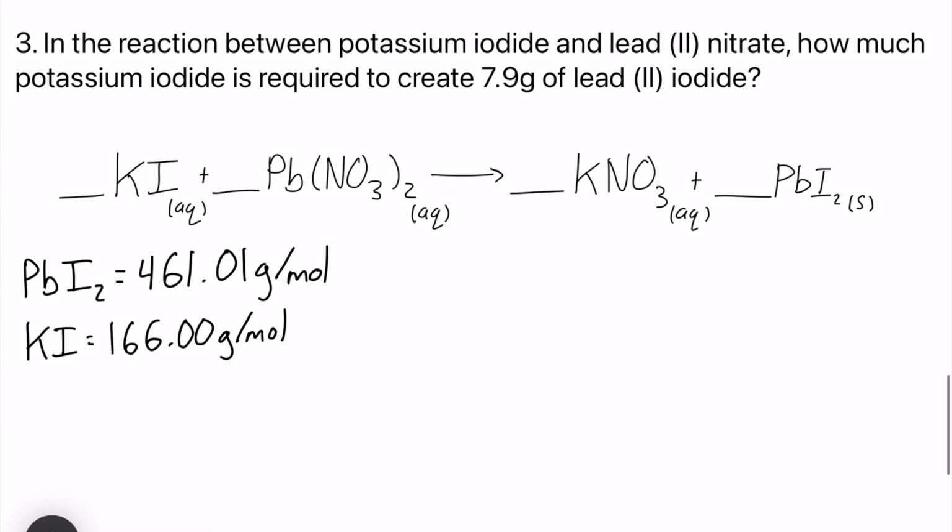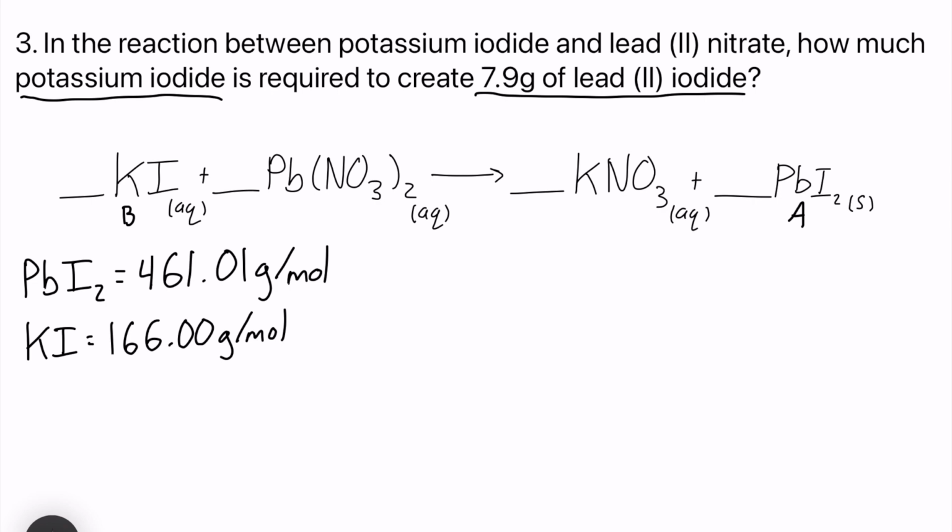All right, in this question, it says, in the reaction between potassium iodide and lead 2 nitrate, how much potassium iodide is required to create 7.9 grams of lead 2 iodide? So when it says how much, I'm going to assume it means mass. So we're going to go from mass of lead 2 iodide to mass of potassium iodide. Okay, so my A substance is going to be lead 2 iodide. So I'm going to label that as my A. That's my starting point. And I'm going to label potassium iodide as my B substance. That's where I want to end up.